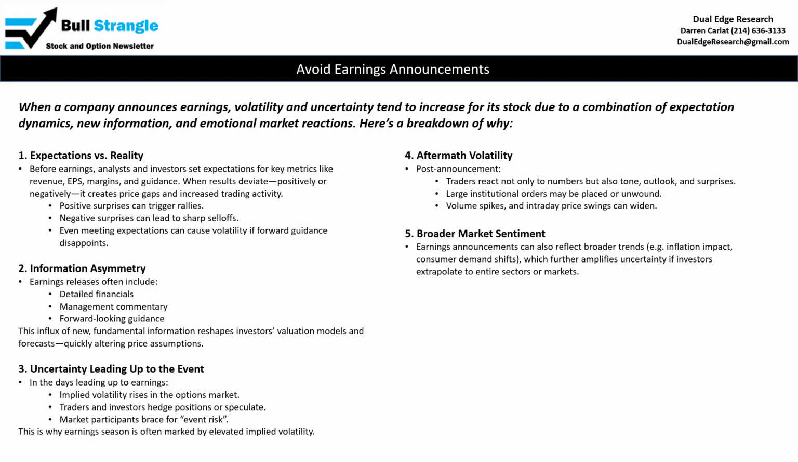The fourth reason is the aftermath volatility. Post-announcement, traders react not only to the number, but also the tone, outlook, and surprise. Large institutional orders may be placed or unwound, and volume spikes and intraday price swings can widen. And finally, broader market sentiment. Earnings announcements can also reflect broader trends, which further amplifies uncertainty if investors extrapolate to entire sectors or markets.